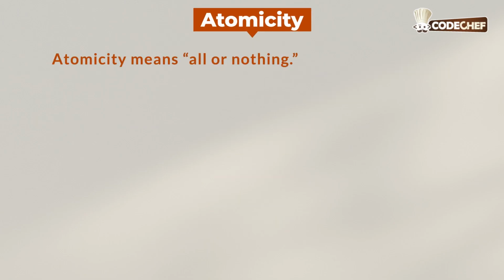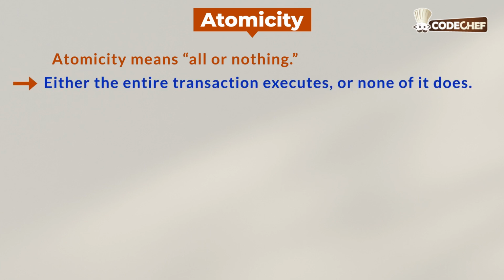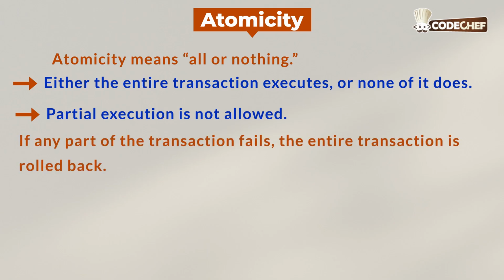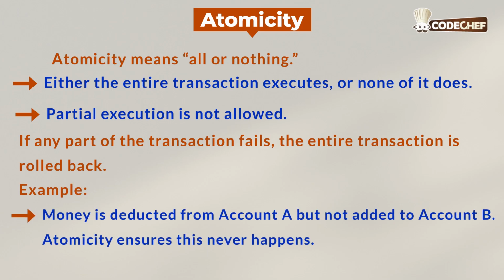Atomicity. Atomicity means all or nothing. It means either the entire transaction executes or none of it does. And it also means that partial execution of a transaction is not allowed. If any part of the transaction fails, the entire transaction is rolled back. For example, money is deducted from account A but not added to account B. What is it? It is an incomplete transaction. So atomicity ensures that this never happens.